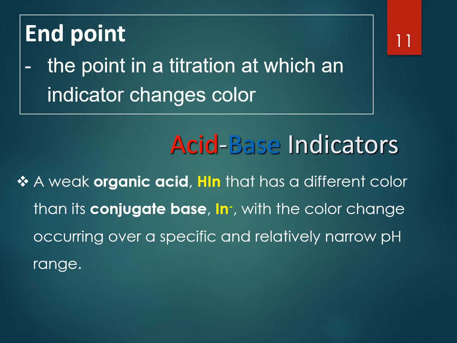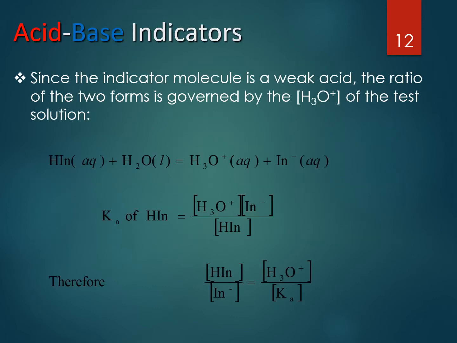What we can observe is what we call the endpoint. This is when we add one drop in excess of our titrant, because at the equivalence point there's no change of color. But the moment you add one drop of titrant in excess, that's when it changes color. The usual indicator is actually a weak organic acid, and it has a different color relative to its conjugate base. So we can use a specific indicator according to the type of titration that we will perform.